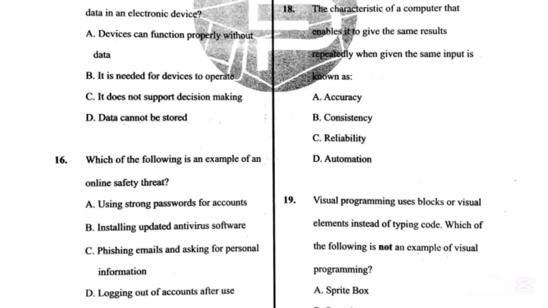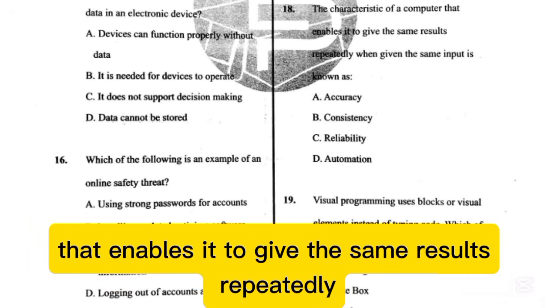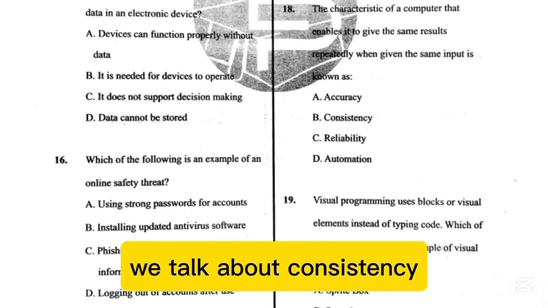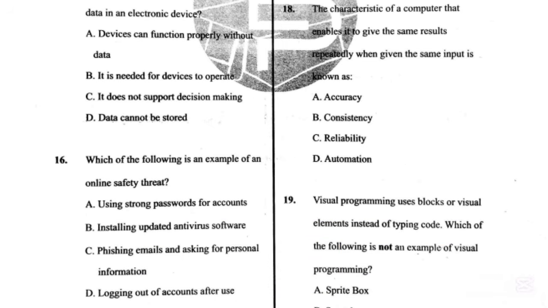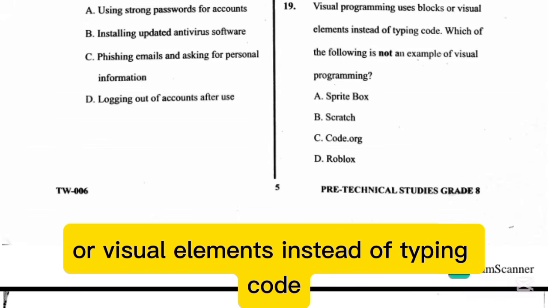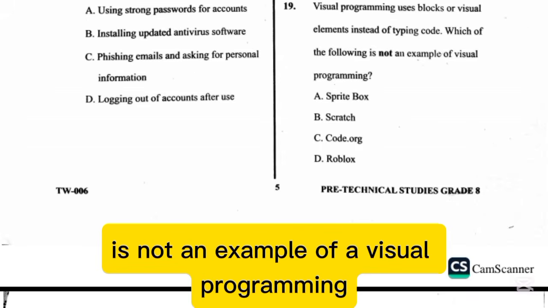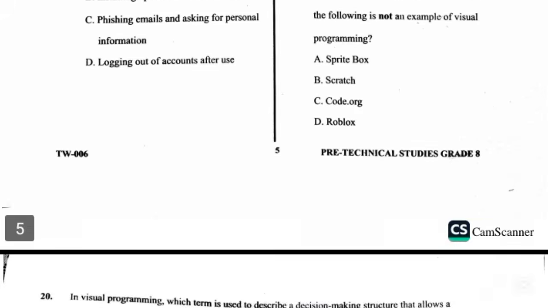Question 18. The characteristic of a computer that enables it to give the same results repeatedly. We talk about consistency. You are consistent. You do these things in and out, every day you do. So you are consistent. So the correct answer was B. Question 19. Visual programming uses blocks or visual elements instead of typing code. Which of the following is not an example of visual programming? So we talk about Roblox. That's not a feature of visual programming, Roblox.